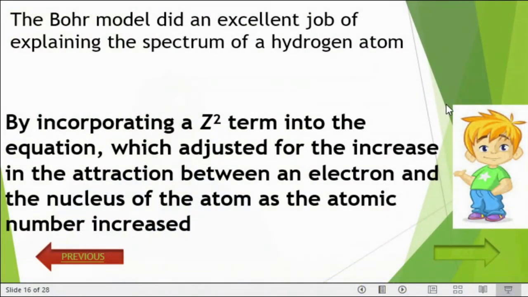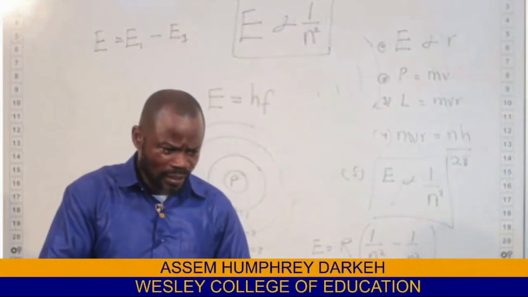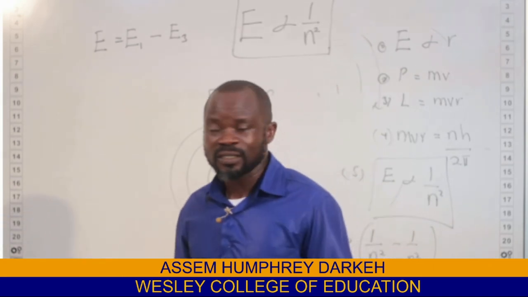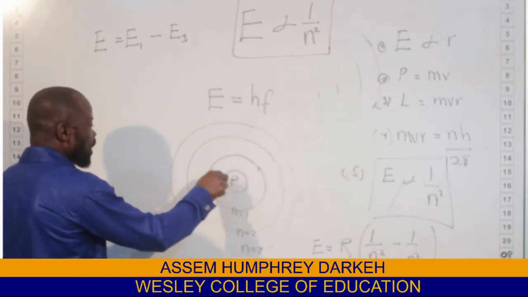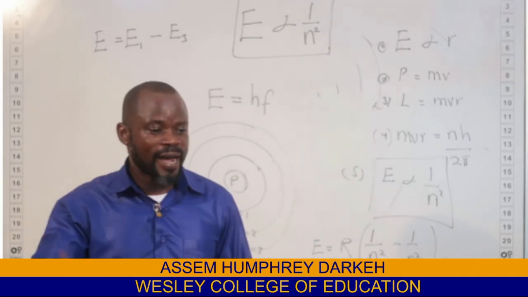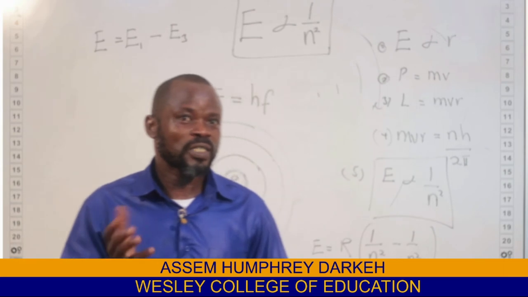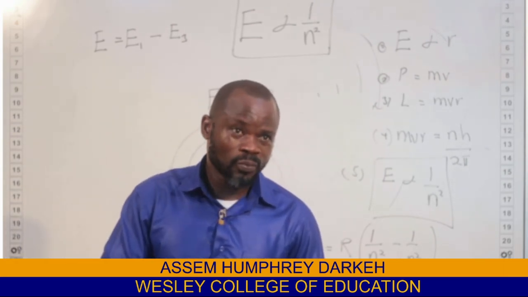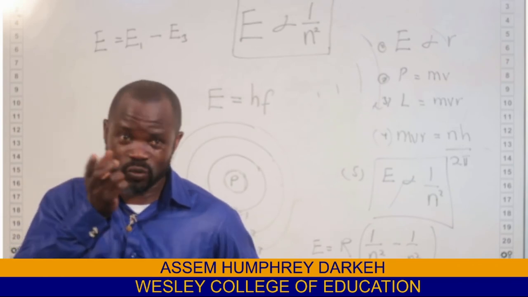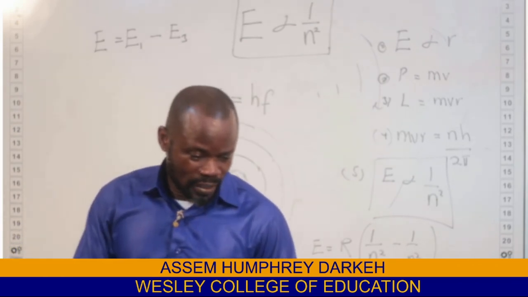The Bohr model did an excellent job of explaining the spectrum of a hydrogen atom, okay, by incorporating a Z squared term into the equation, and we'll bring it in when we want to look at the Bohr radius and all those things, which adjusted for the increase in the attraction between an electron and the nucleus. You know, we have this electrostatic force of attraction existing between the nucleus of this atom and all the electrons that move around it. So Bohr tried to use his model of the atom to explain the spectrum in the hydrogen atom by incorporating a Z squared term. Z here will represent the atomic number, okay? And this was done excellently.